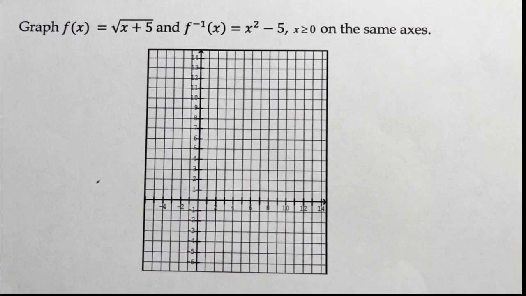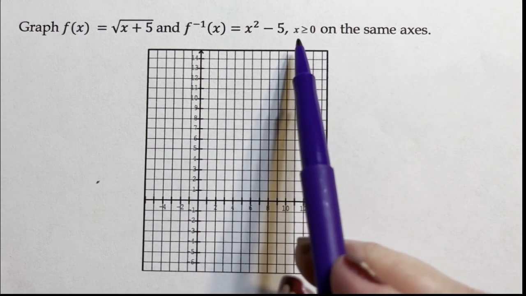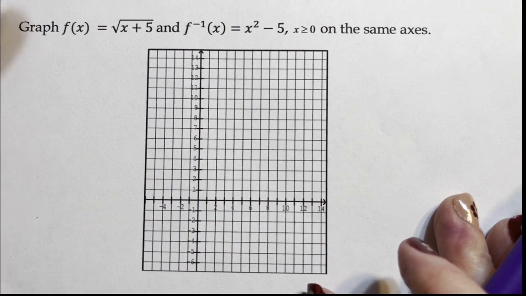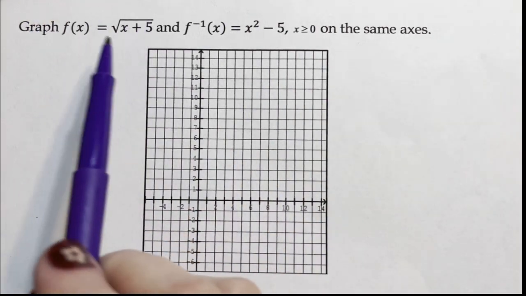Today I'm doing a series of videos on inverse functions. In this video, it says graph f of x equals the square root of x plus 5, and then graph the inverse function, x squared minus 5 when x is greater than or equal to 0. I'm going to explain that when I get to that one. I'm going to start with this.